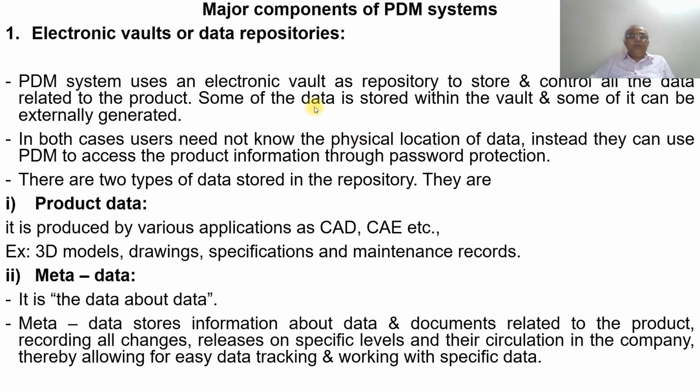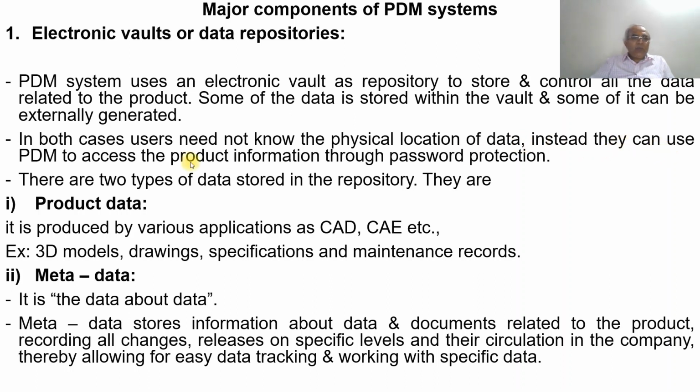Now, in this video, we are going to discuss the major components of PDM systems. Point number 1, electronic vaults or data repositories. A PDM system uses an electronic vault as a repository to store and control all the data related to the product. Some of the data is stored within the vault and some of it can be externally generated. In both cases, users need not know the physical location of data.